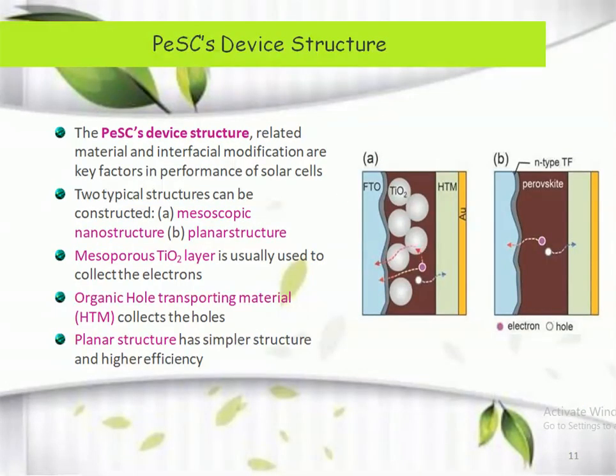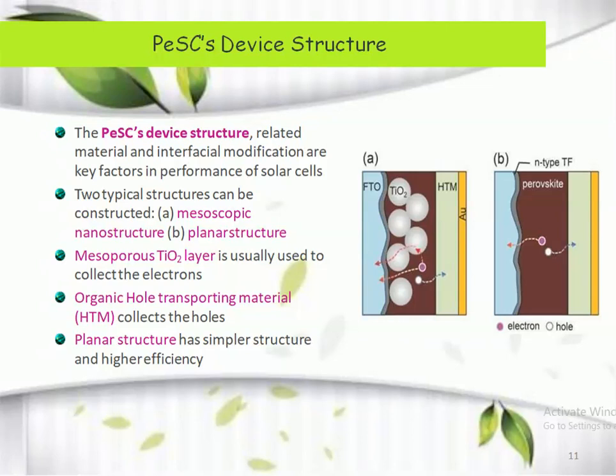And let me move on to the device structure of perovskite solar cells. The perovskite solar cell device structure, related to material and interfacial modification, are key factors in the performance of solar cells, which is pictorially represented here. Two typical structures can be constructed.